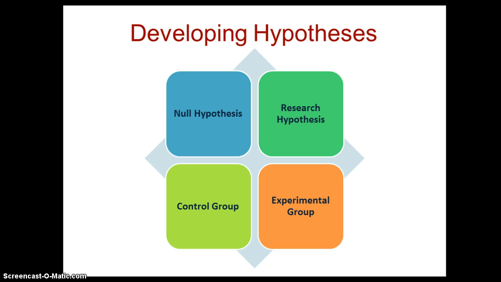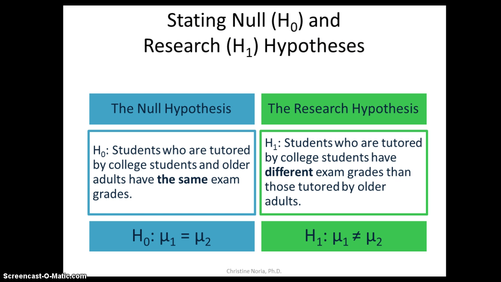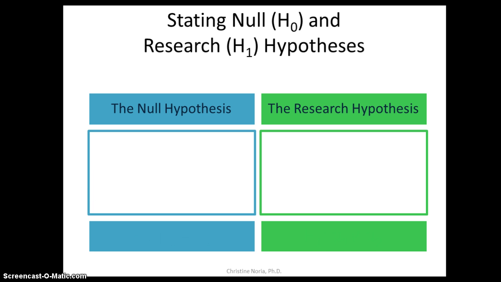Sometimes our control group is the standard treatment, and sometimes our control group is people who don't get tutoring at all. So it could be the absence of treatment, or it could be our treatment compared to the standard treatment. So if we're thinking about two different groups, then we can talk about one being the control group and one being the experimental group. So let's say we want to develop these hypotheses. Well, we first need to develop both null and research hypotheses.